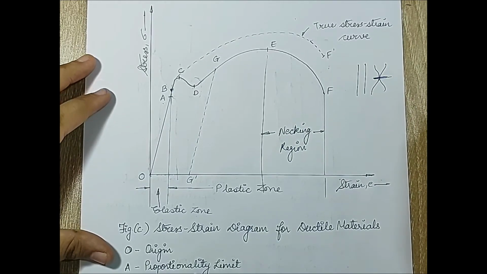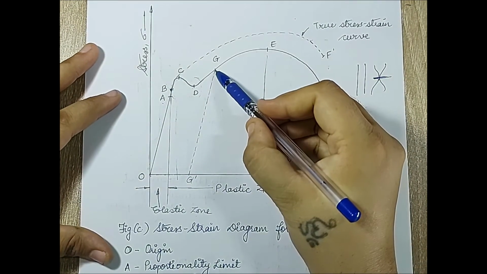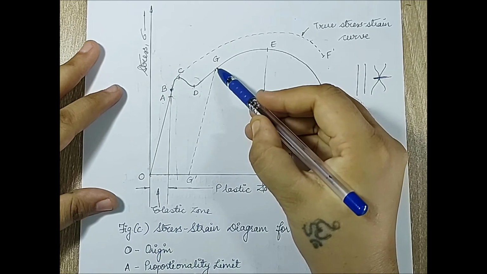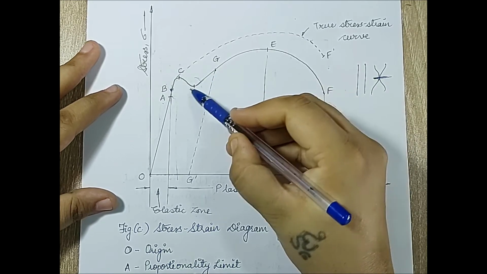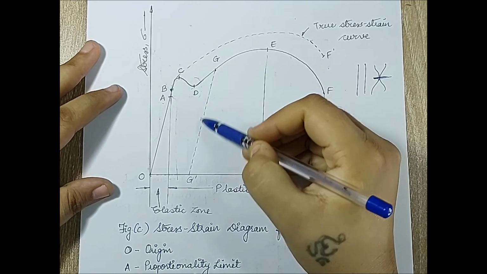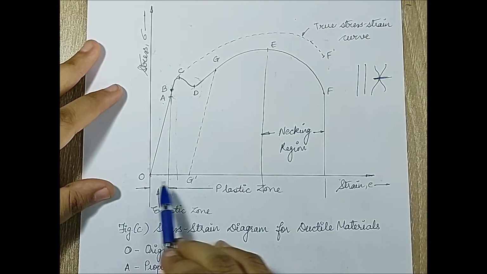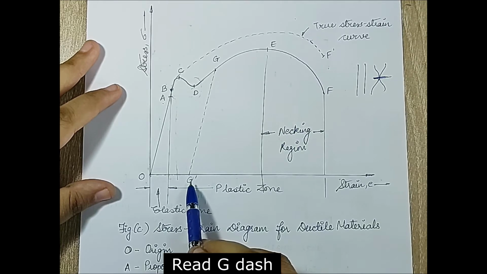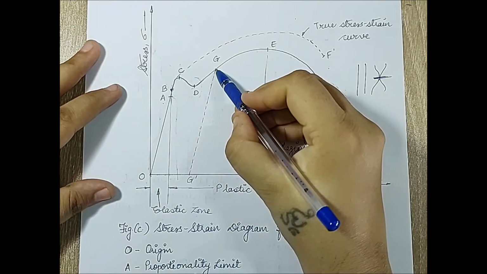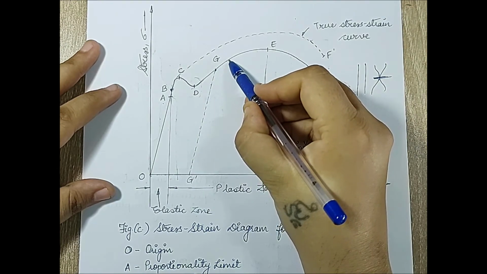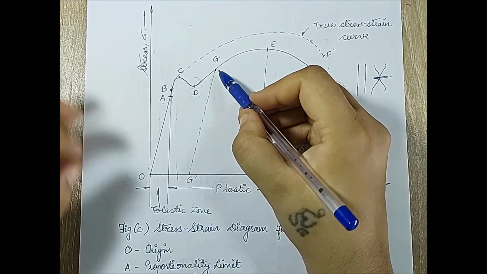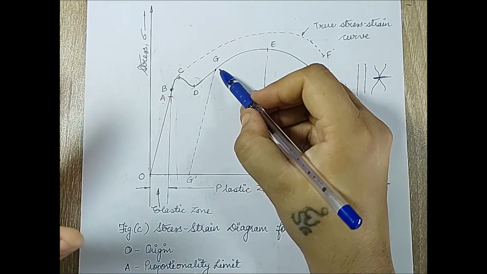Okay, there is one more thing I need to discuss, that is the point G, which you see over here. This G is a particular point on this curve which, if traced back to the strain line, this O to G is called a permanent set. By permanent set, I mean that after this point G, if you apply load, the material can never return back to its original shape and size.